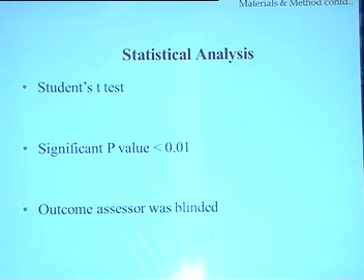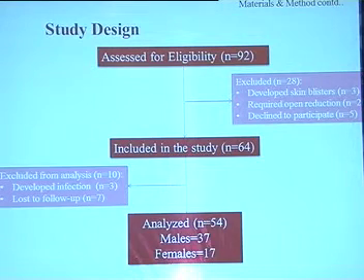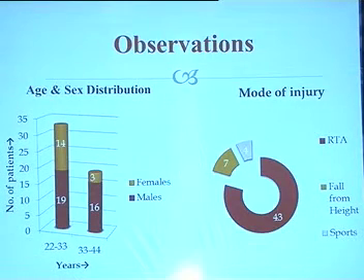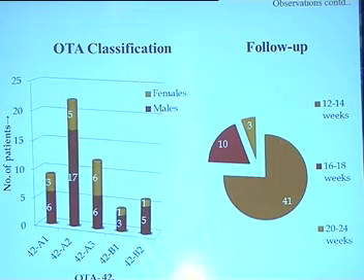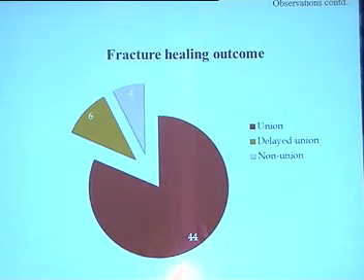Statistical analysis was done. A total of 92 cases were assessed for eligibility, but 28 cases were excluded, and 64 were included in the study. Again, 10 patients were excluded due to infection and loss to follow-up. So a total of 54 patients were analyzed, out of which 37 were male and 17 were female. Most were in the 20 to 35 age group. Mode of injury was mostly road traffic accident. Most were 42 A2 classification, and follow-up in most cases was 12 to 14 weeks. In 44 cases, they resulted in union.